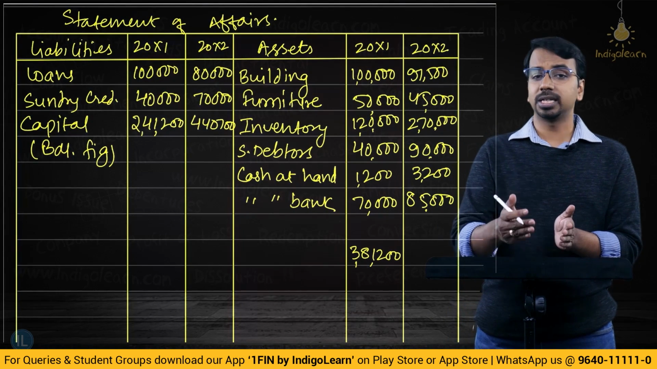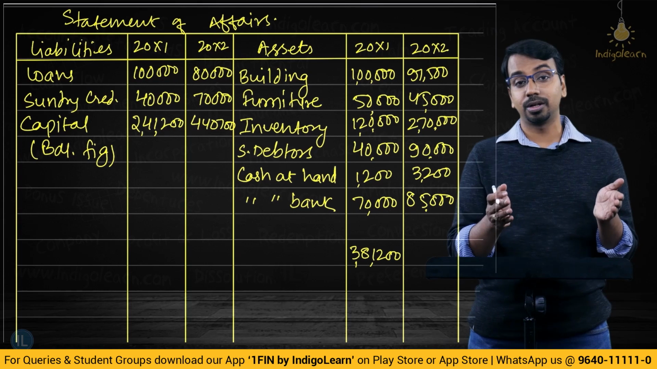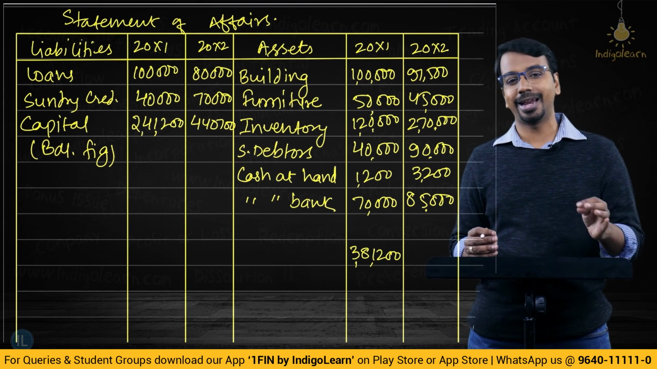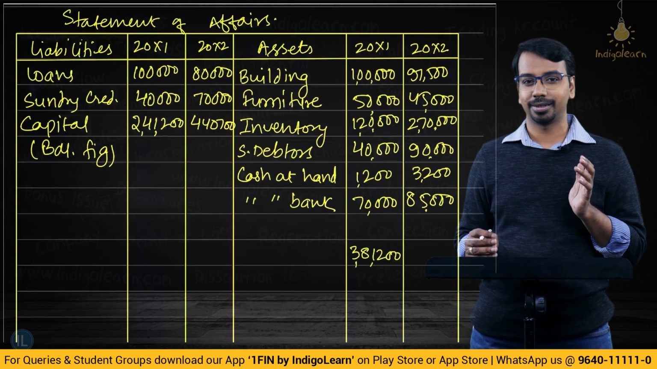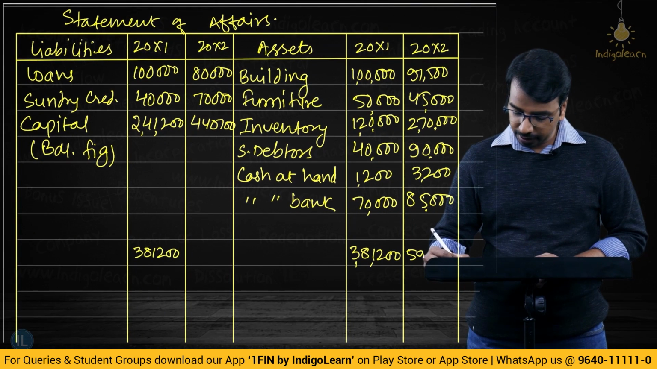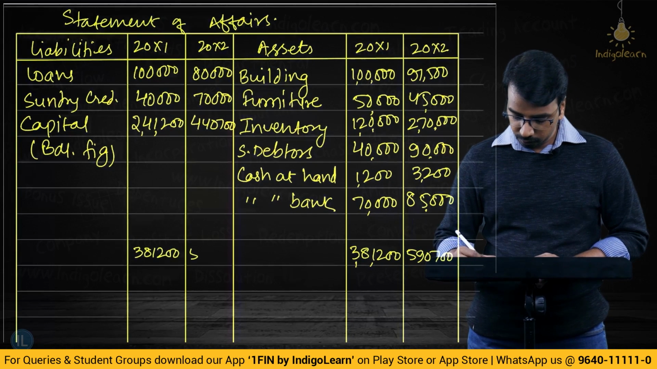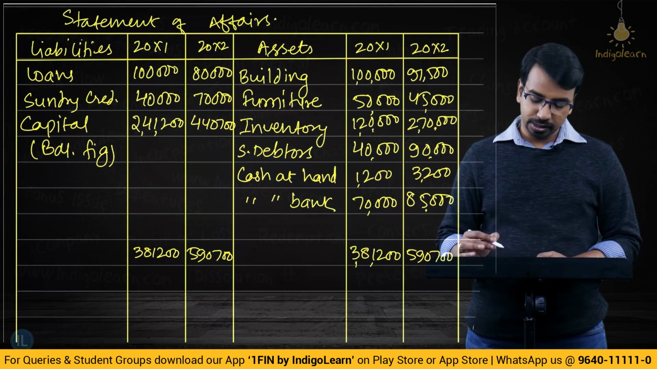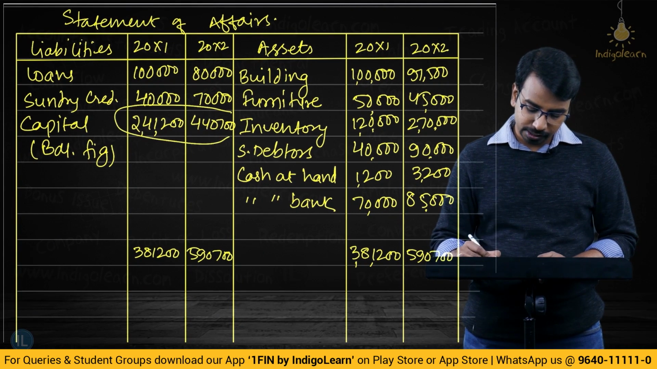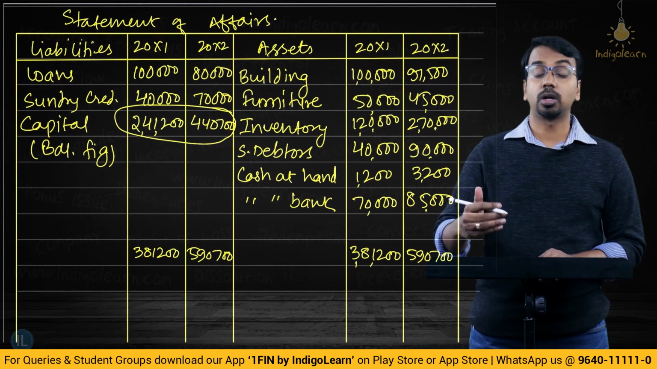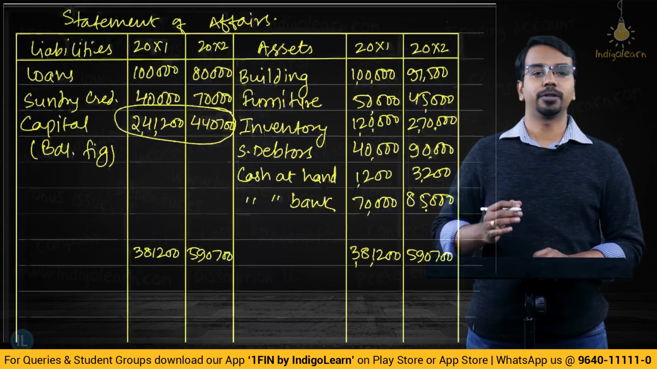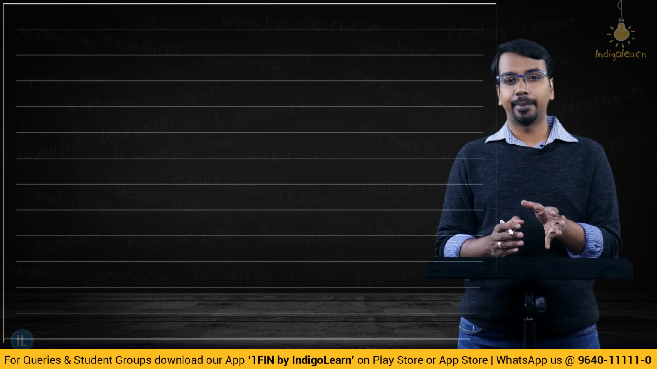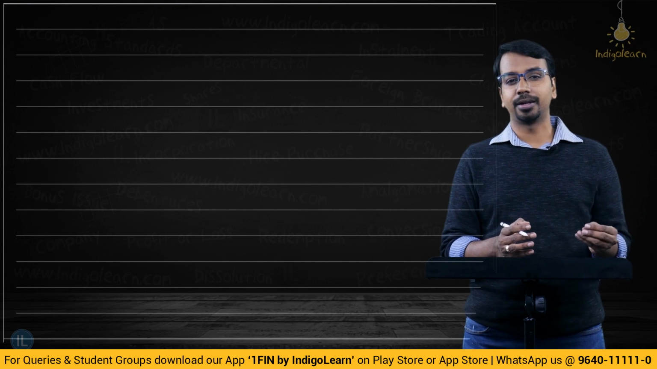Can we simply say closing capital minus opening capital is the net profit? We cannot say that. We have to compute adjusting the drawings and the new investment. Now what we'll do is, using this capital numbers, we'll figure out how we arrive at the net profit. Now that we have ascertained what is the closing capital and what is the opening capital, let us figure out how do we arrive at the profit.